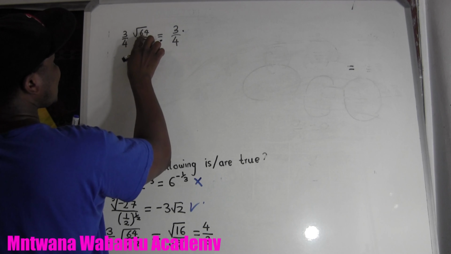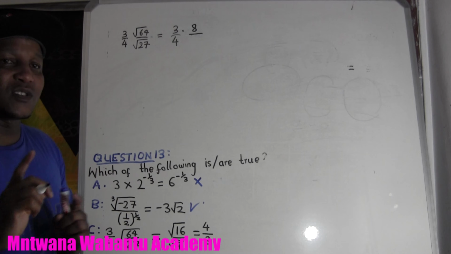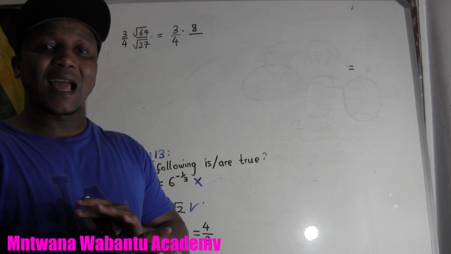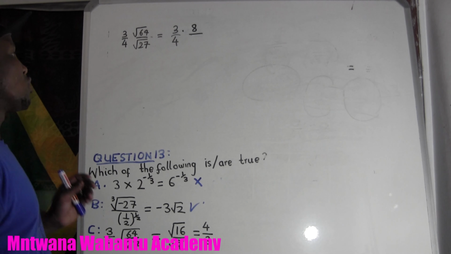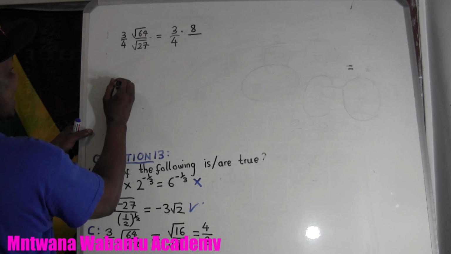When you square root 64, you get 8. So here you're going to get 8. But here, there is no number when you square root 27, you get an actual number. No. So we're going to leave it the way it is. But I can simplify. Look, 27 is like 9 times 3.